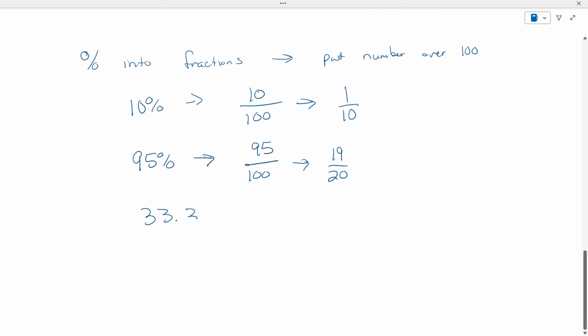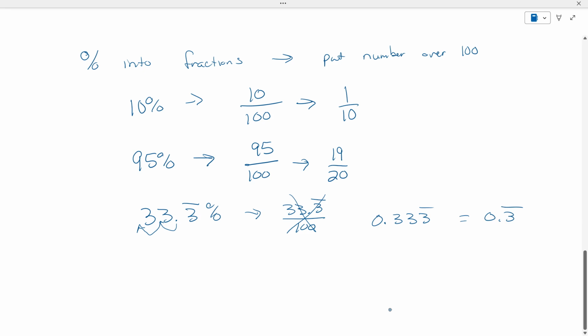If we have 33.3 repeating percent, we have 33.3 repeating over 100. Now, here's where this really doesn't work very well, because I have a repeating on top and don't have a repeating on the bottom. What we have to figure out is we need to really change this into a decimal instead of a fraction first. So making it a decimal, I move it 2 places to the left, 1, 2. So it's 0.333 repeating, which makes it 0.3 repeating.